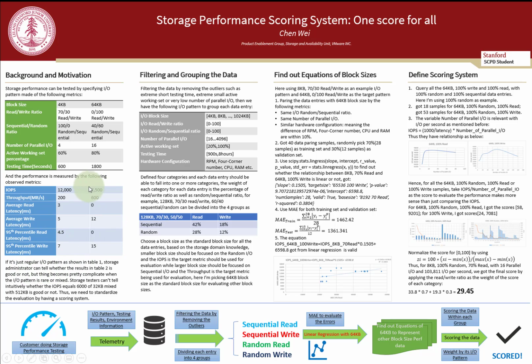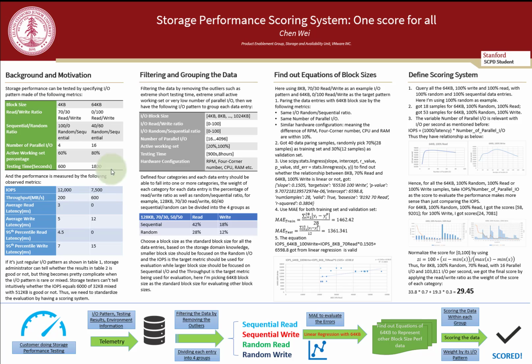After the user gets these results, intuitively they should be able to figure out whether the performance is good or not. However, things get pretty complicated when they're running a mixed workload. For example, if they're running 32 KB testing along with 256 KB testing and got, let's say, 7,000 IOPS, most storage administrators are not able to figure out whether this number is good or not, which blocks them from investigating whether there is any potential issue in their storage underneath. So what I would like to do is use one score to score all the testing results along with their I/O pattern.